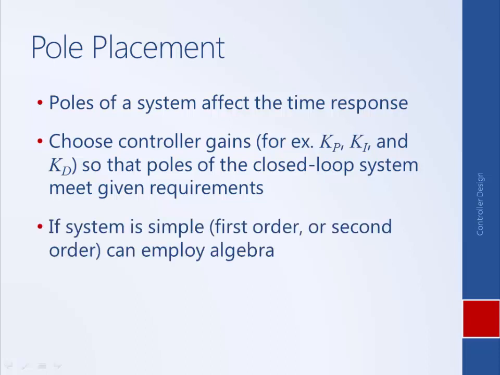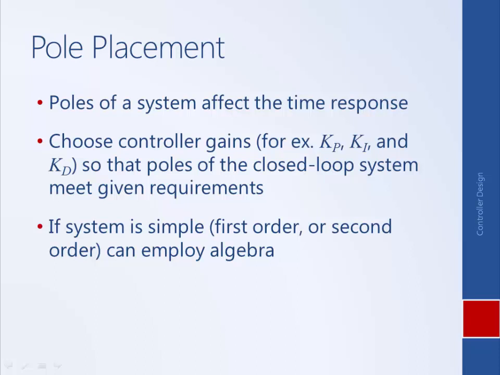If a system is simple, a canonical first order or a canonical second order system, then we have precise relationships between poles and the shape of the step response. For example, we have an exact equation that tells us how peak time relates to the imaginary part of a pole, or if it's a first order system, how the pole relates to the time constant.